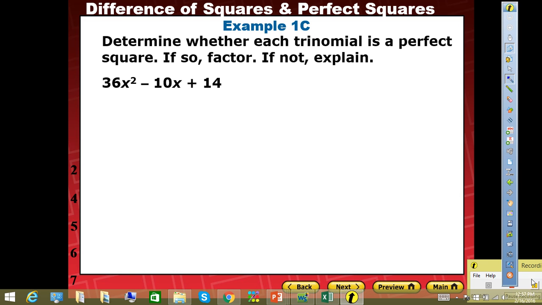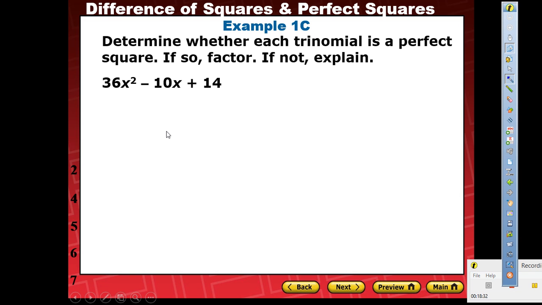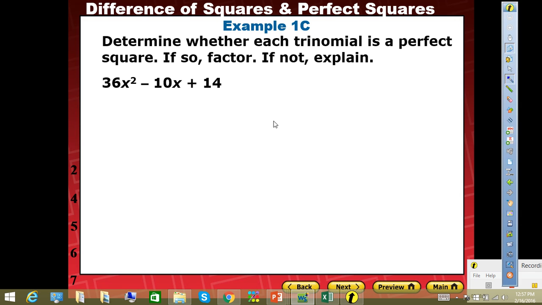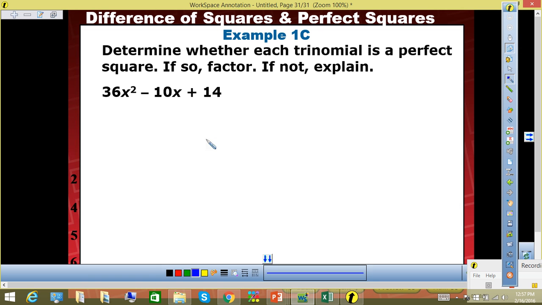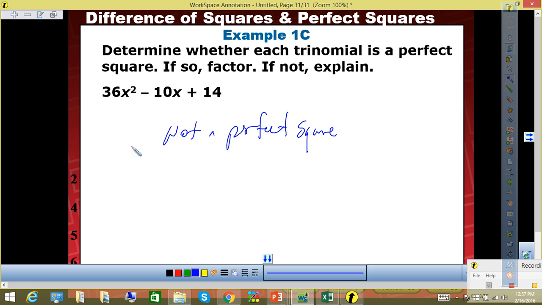Perfect square. Patrick says not a perfect square. Why not? You cannot square root the last term. Hands up if you saw that. Okay? Let's do another one.